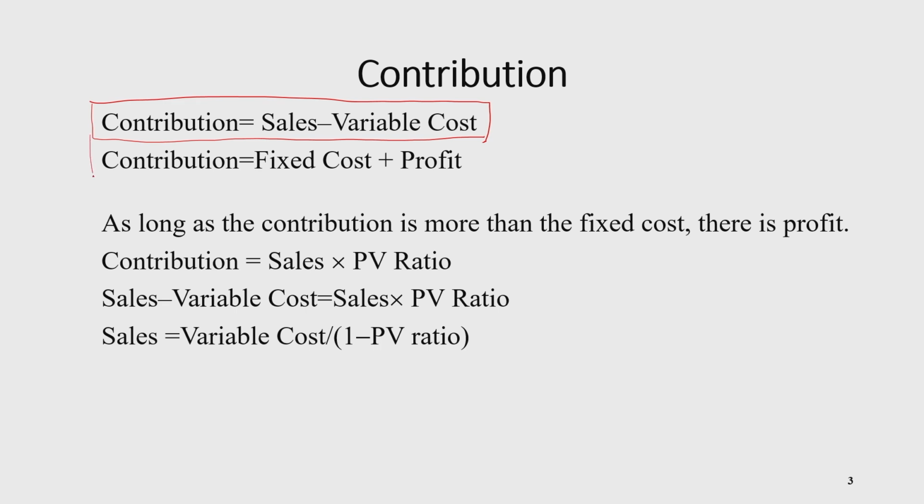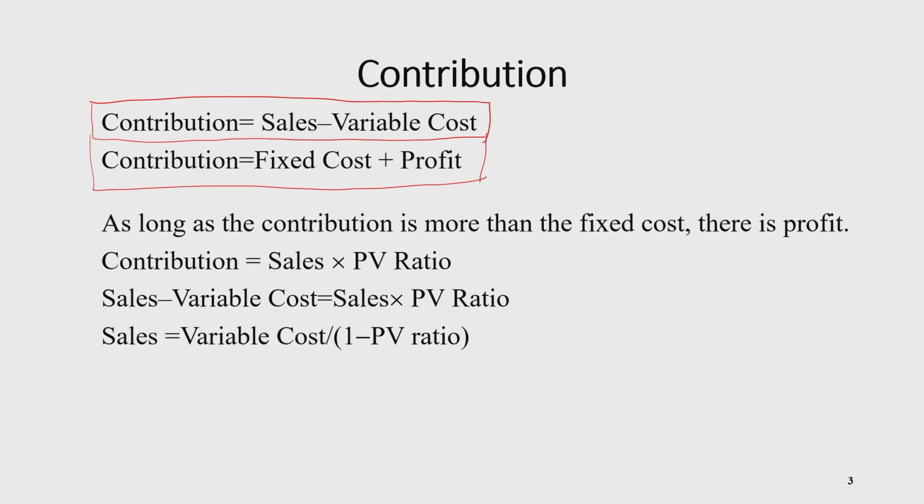Another formula is also there: contribution is equal to fixed cost plus profit. So, contribution is towards fixed cost. Suppose you have recovered the fixed cost, naturally the excess contribution goes to profit. So, contribution is equal to fixed cost plus profit. That day the fixed cost was something, and the rest is profit. So, it is clear why it is called contribution in the finance area.